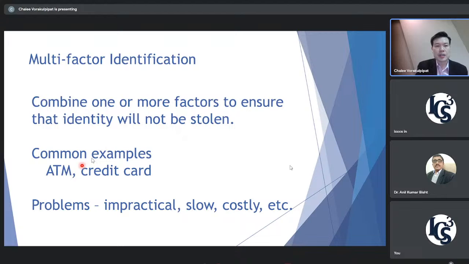Multi-factor authentication, yeah, we combine one or more factors to ensure identity. And of course, the thief cannot steal all factors. They cannot steal up to two factors. All right. A good example is ATM or credit card. Credit card, in some countries they use card and PIN code like ATM, but some countries use card and signature.